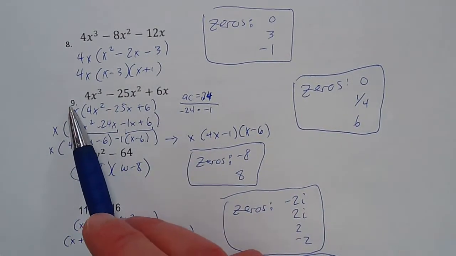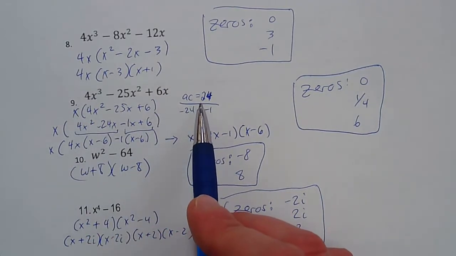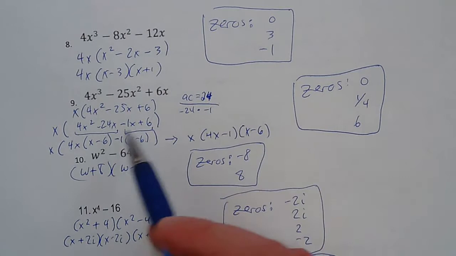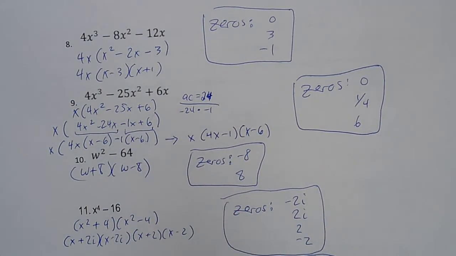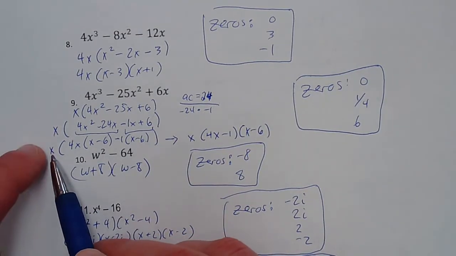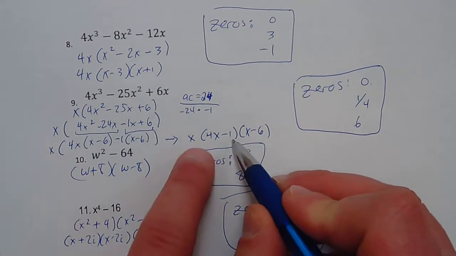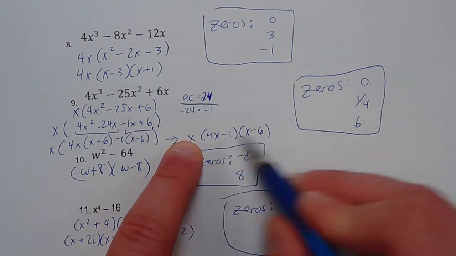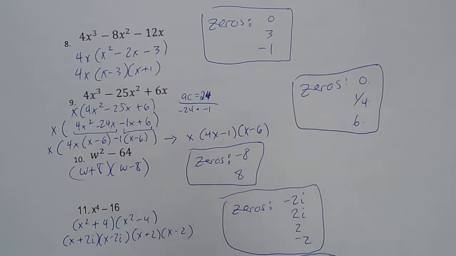I did lie, sorry. Number 9, you factor out the GCF of x, and then this is another AC style of factoring. So this is like that one we did earlier, where we had to find factors of AC and rewrite the middle term. So there's another example of the same thing, plus having a GCF. So in the end of this one, you have the x out front, which gives you a 0 at 0. And then you have the 2 factors that you come up with from the factoring, which gave me the other 2 solutions, the 6 and the 1/4.